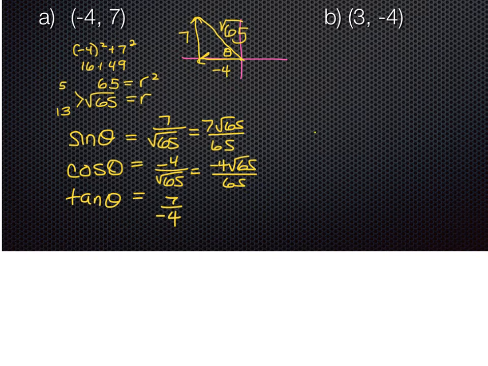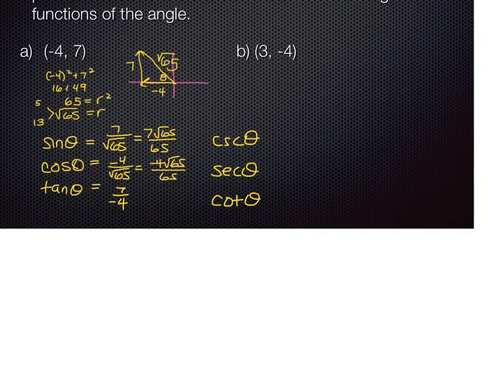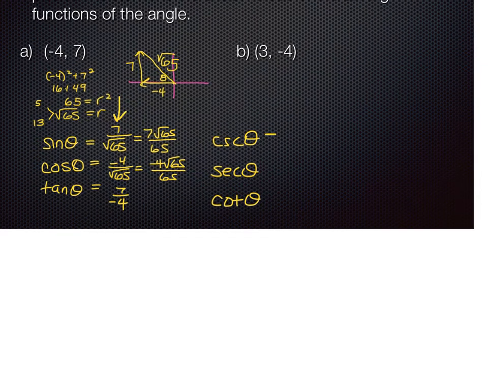Now we find the reciprocal functions, so we flip them. Remember that we flip before we rationalize, so save yourself the extra step. Go back to before you rationalize and flip back. So square root 65 over 7, negative square root 65 over 4, and -4/7.